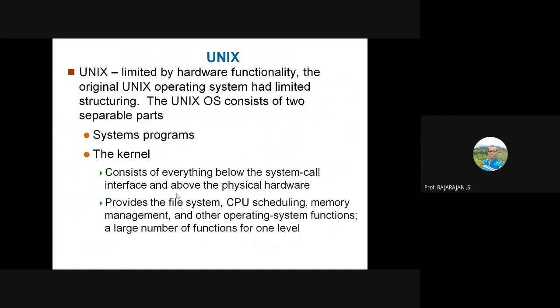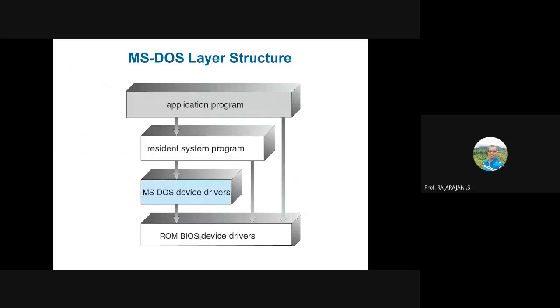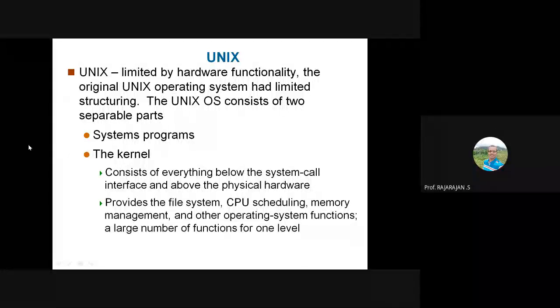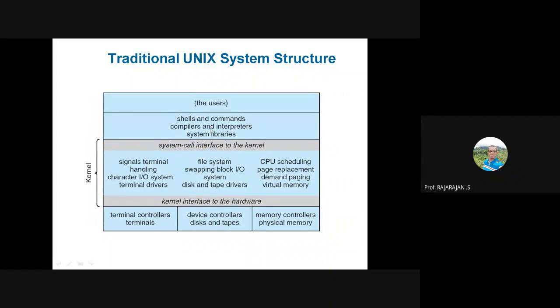The next example is Unix. Unix is also very similar, but slightly better. Here there were two divisions: the system programs and the kernel. The kernel consists of everything below the system call interface and above the physical hardware, and it provides the file system, CPU scheduling, memory management, and other functions. But it is also a simple structure where there were no layers available. A single kernel is running, and the kernel always runs in kernel mode, under the first category of simple structures. And this is the model of that.